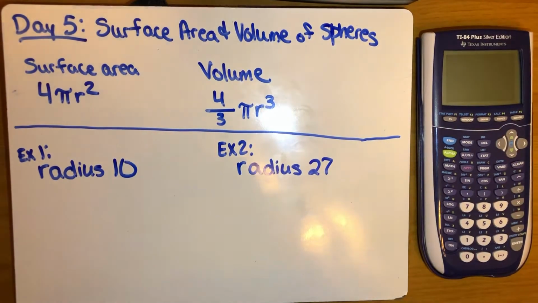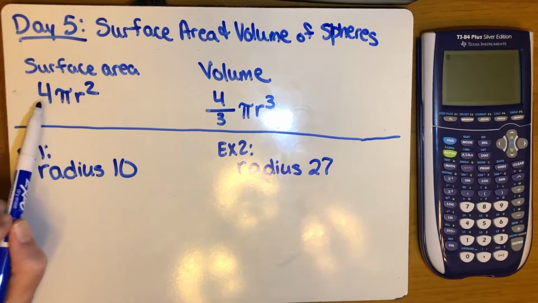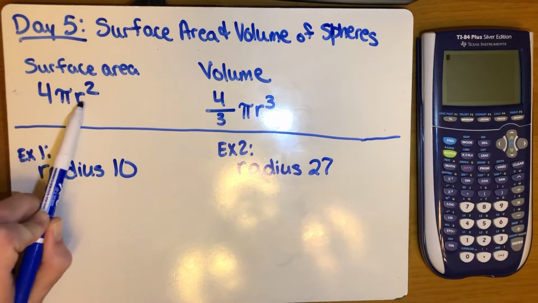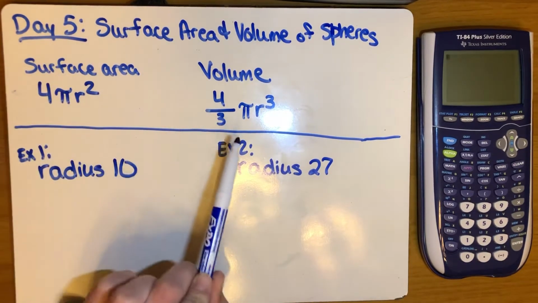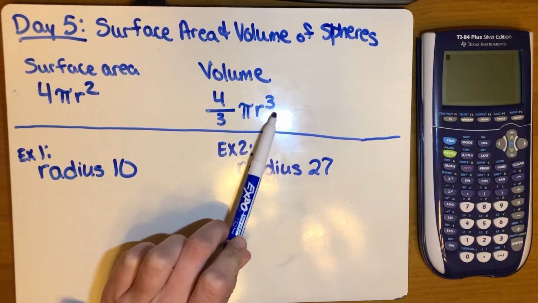For day 5, we're looking at the surface area and volume of spheres. For this one, there's not a whole lot of different things to do. Once you figure out the process, you're going to be able to solve most of these problems pretty easily. For the surface area, we're going to be using the formula 4 times pi times r squared. And for the volume, we're going to use 4/3 pi times the radius cubed.